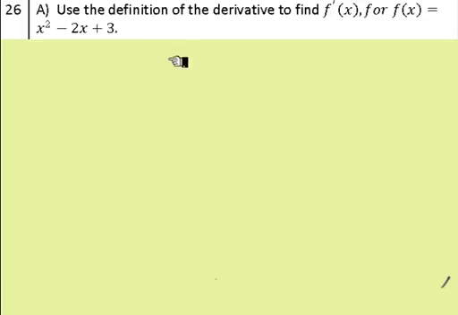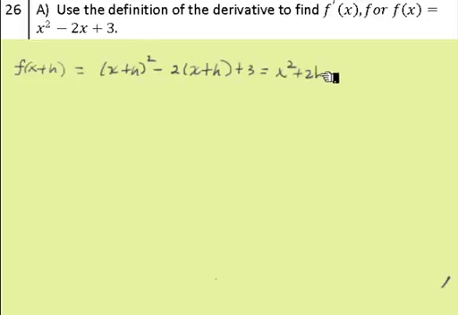Now we want to use the definition of the derivative to find f prime of x for f of x equal x squared minus 2x plus 3. All right, I want to find f of x plus h first. Just substituting into there. Okay, opening parentheses, x squared plus 2hx plus h squared, closing parentheses, minus 2x minus 2h plus 3.